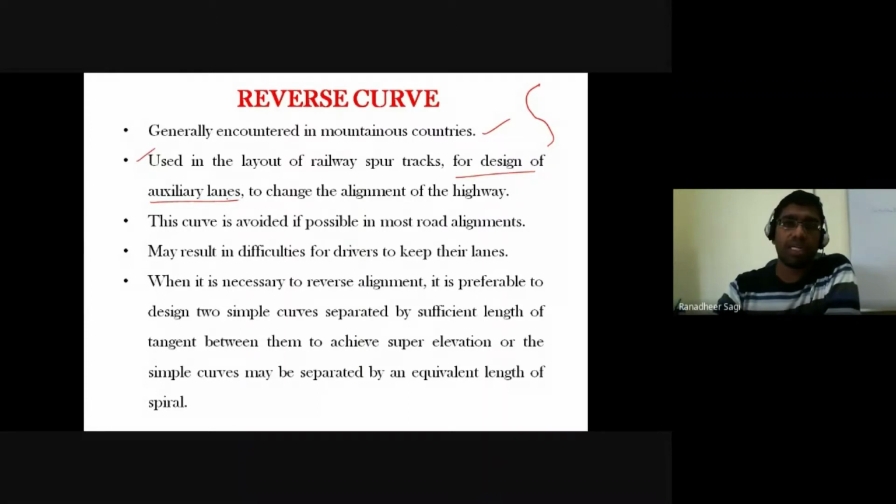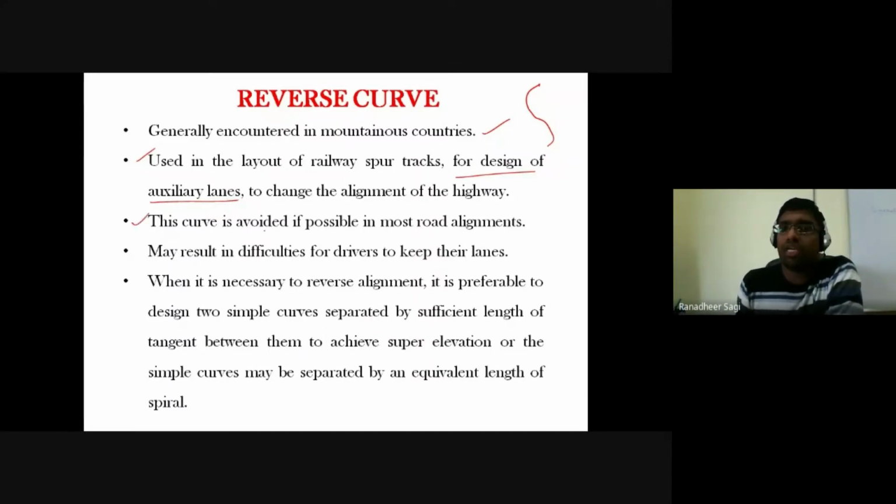And also in some cases, in order to decrease traffic congestion, you might be forced to have multi-level road alignments. In such cases, also in the design of multi-level flyovers and so on, you are forced to provide this reverse curve.